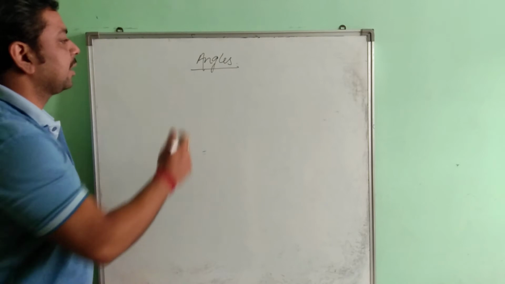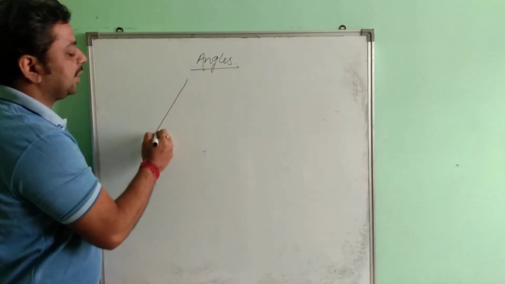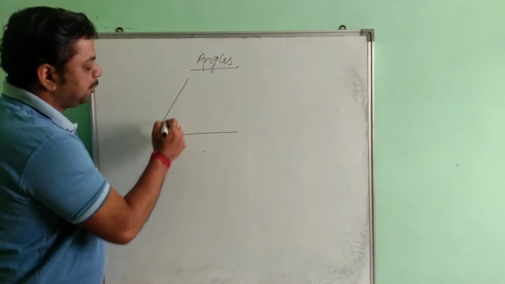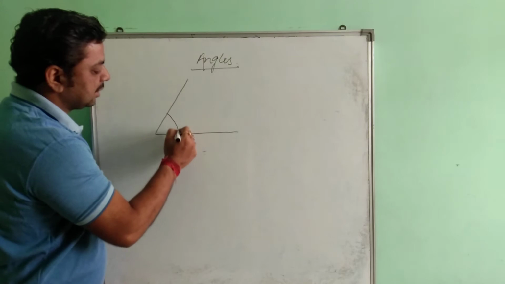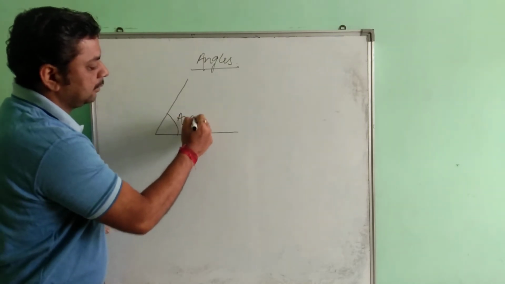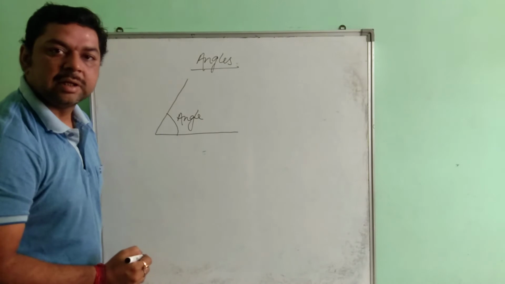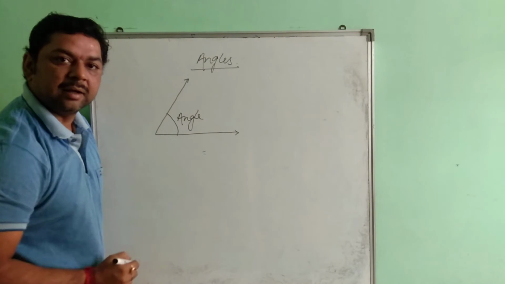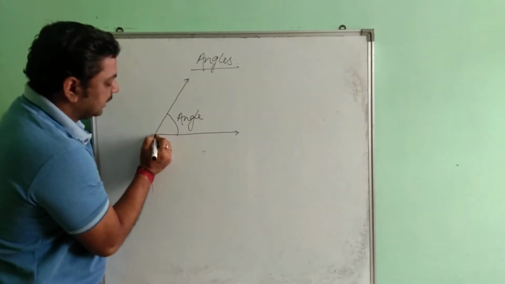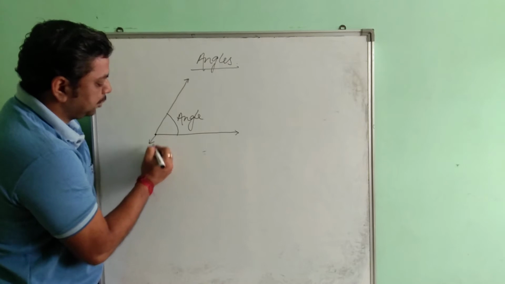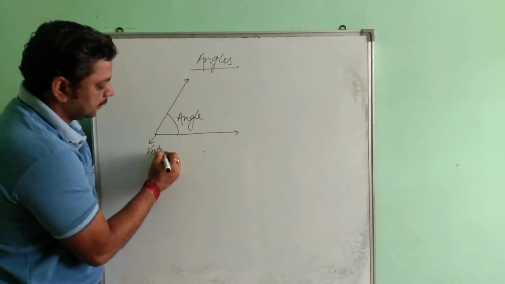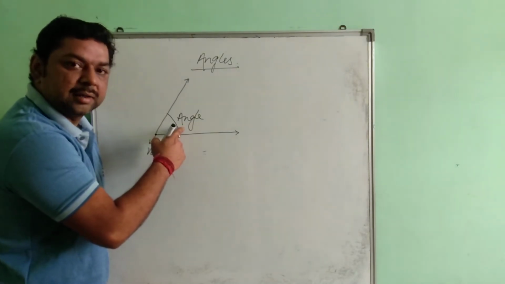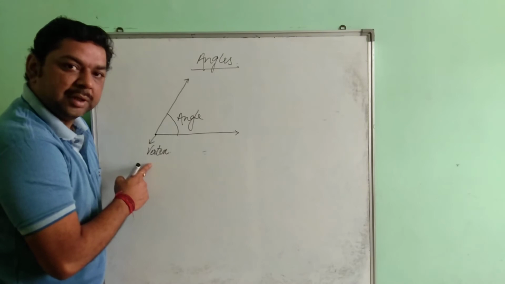Now when we are considering the angle, this is your one ray, this is your second ray. Clear? The common end point of these two rays is considered to be your angle. And this point is considered to be your vertex. This is your angle and this is your vertex.